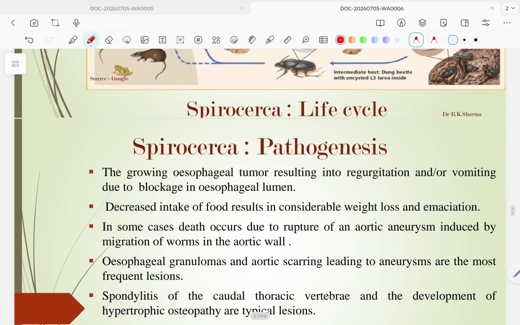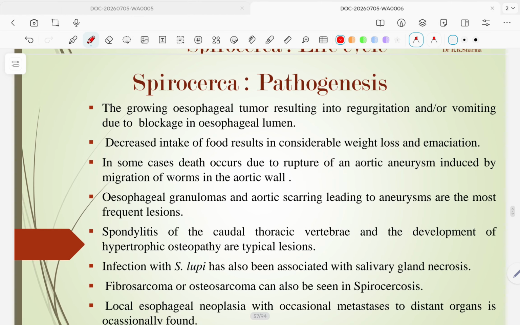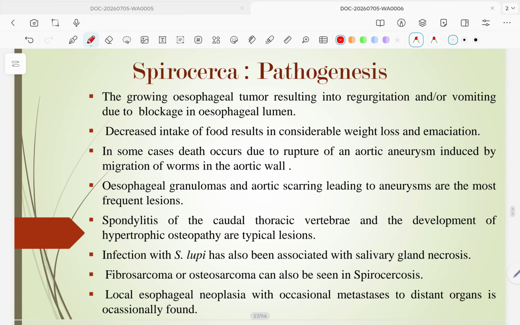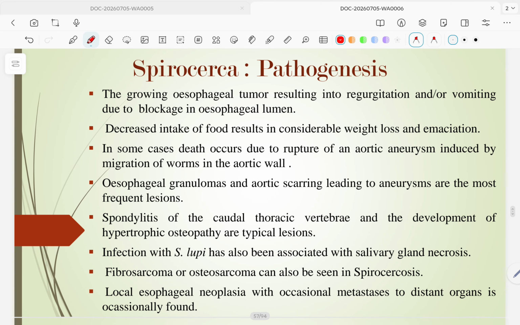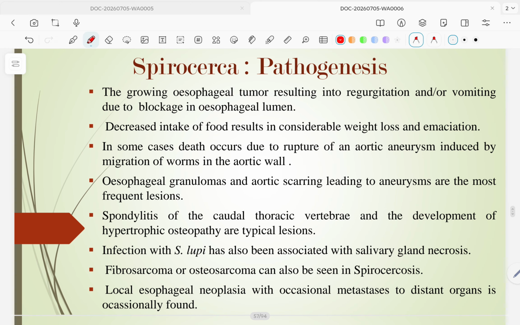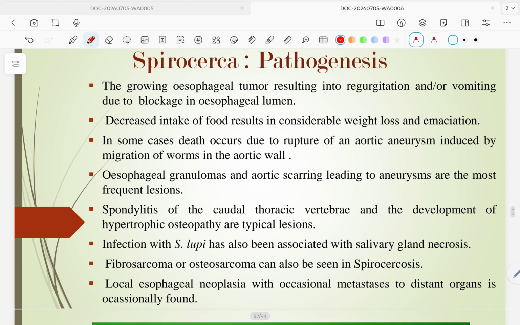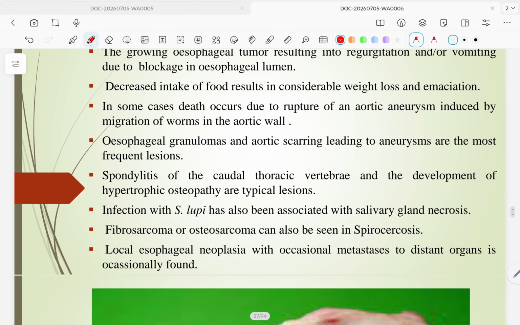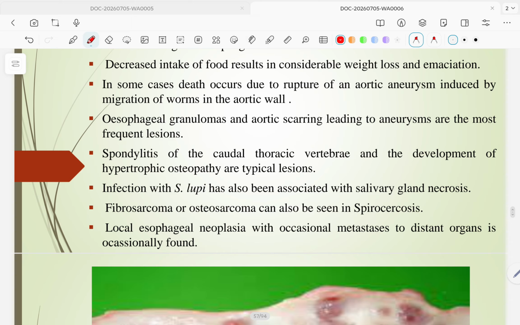Spirocerca pathogenesis. The growing esophageal tumor results in regurgitation and/or vomiting due to blockage in the esophageal lumen. Decreased intake of food results in considerable weight loss and emaciation. In some cases, death occurs due to rupture of an aortic aneurysm induced by migration of the worm in the aortic wall. Esophageal granulomas and aortic scarring leading to aneurysm are the most frequent lesions.